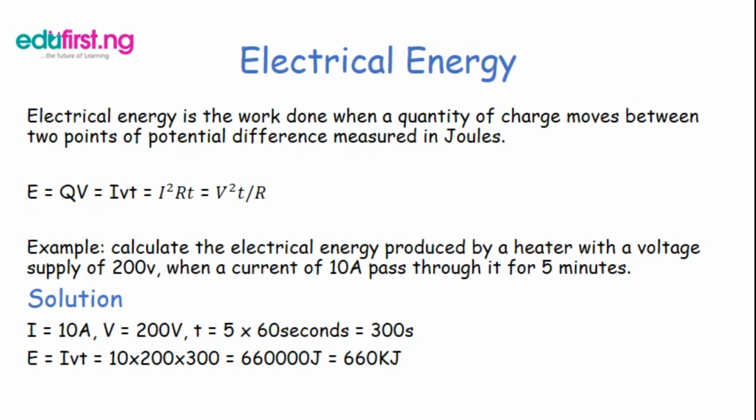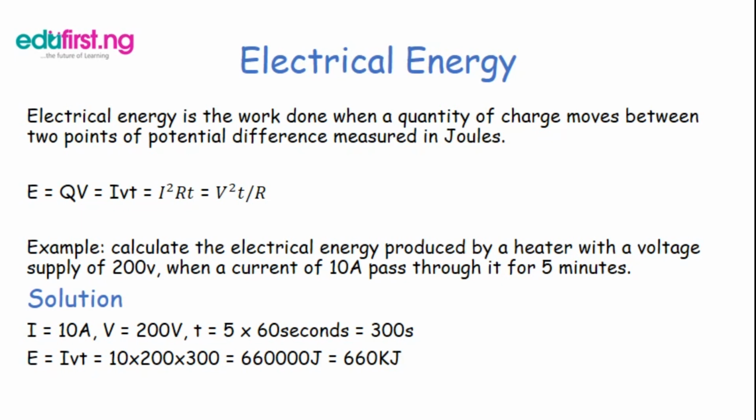Electrical energy. Electrical energy is the work done when a quantity of charge moves between 2 points of potential difference, measured in joules. So from this definition, electrical energy can be represented mathematically as equal to QV. Q is the quantity of charge and V is the potential difference. Since Q is equal to IT, electrical energy can also be expressed as being equal to IVT.